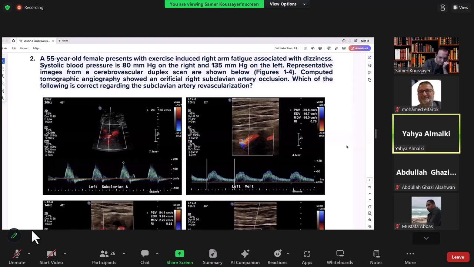55 years old female presents with exercise-induced right arm fatigue associated with dizziness. Systolic blood pressure is 80 on the right and 135 on the left. Representative images from the cerebrovascular duplex scan are shown below. CT angiography showed ostial right subclavian artery occlusion. Which of the following is correct regarding the subclavian artery revascularization? The duplex study showed.